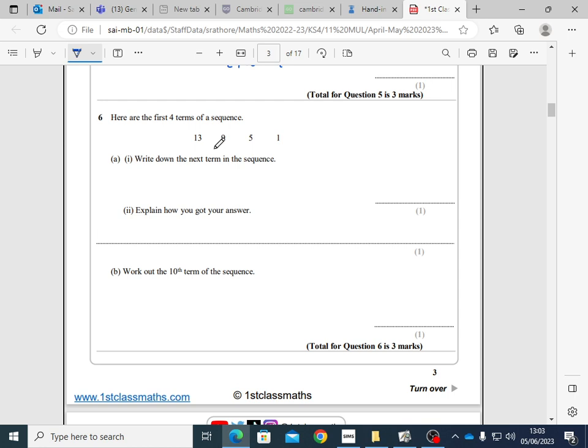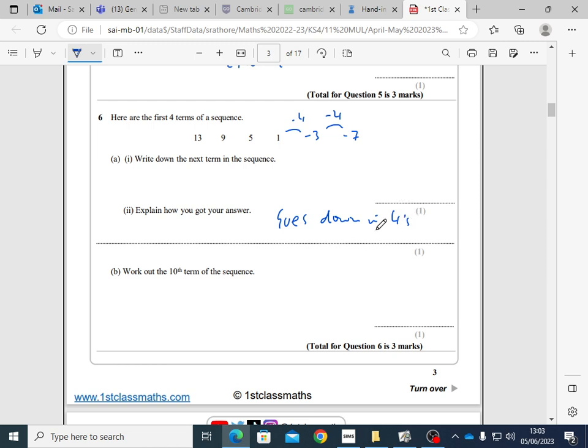So here it goes. Here's the list of 4 numbers in a sequence. Write down the next number in the sequence. So what's going on here? It's going down by 4, going down 4, going down 4. So you go down 4 again, it's going to be minus 3. Go down 4 again, it's going to be minus 7. You get me? So next one, explain how you got this answer. Just goes down in 4s. Don't do necessary. Just write goes down in 4s.